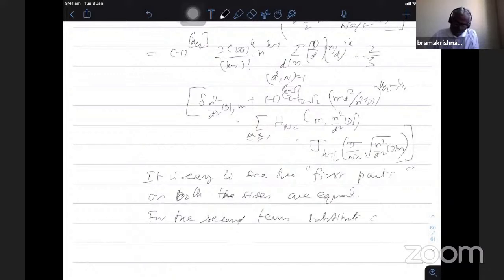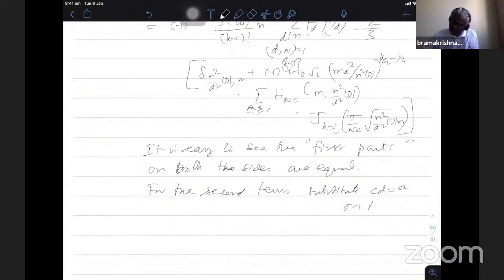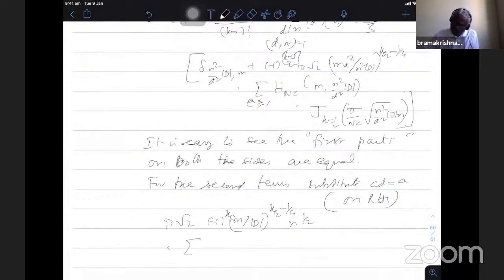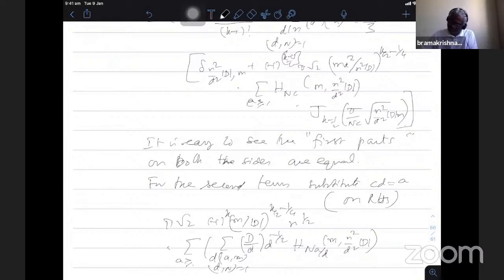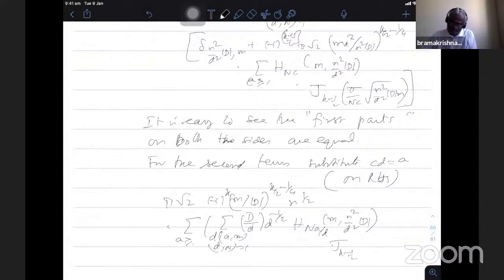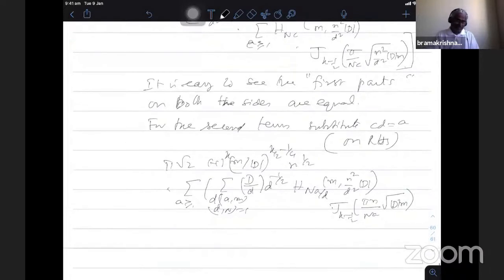substitute cd equal to a on the RHS, and it becomes pi root 2 minus 1 power k n by mod d whole power k by 2 minus 1 by 4, n power half, summation over a greater than or equal to 1, summation over d dividing a comma m, d relatively prime to 1, n d by d power minus half, h n a by d of m n square by d square mod d, into J k minus half pi n by n a square root of mod dm. Okay, that is on the right hand side.